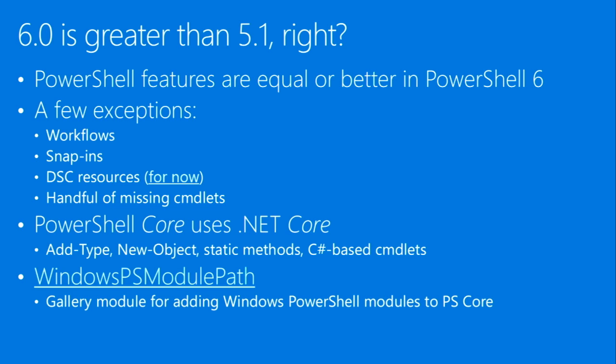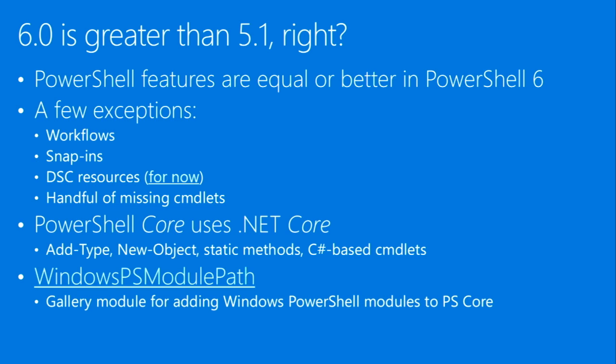DSC resources today do not run in the PowerShell 6 engine. There's an awesome blog, if you grab these slides later, that I linked to about the DSC roadmap and where DSC is headed. So you can see how PowerShell 6 will fit into the DSC strategy in the future. And then we have a handful of missing commandlets in PowerShell itself. So there's a few commandlets that we haven't yet had the chance to port over. But for the most part, the vast majority, something like 90% of the built-in PowerShell commandlets, not the ones shipping with Windows, but those actually part of the PowerShell engine, come with PowerShell 6.